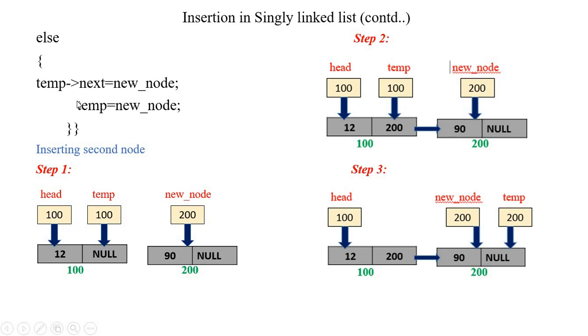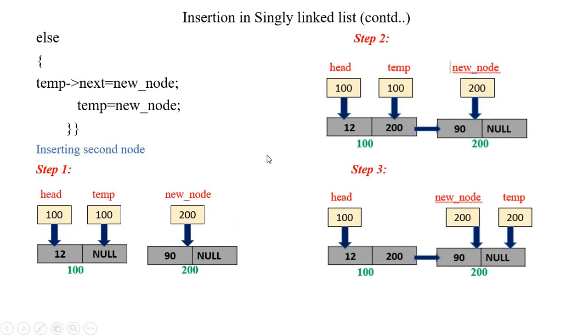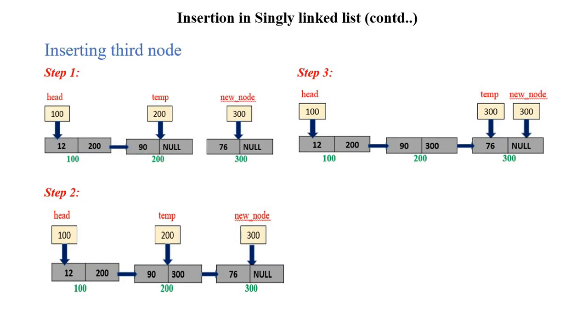Instead of temp arrow next, if I give head arrow next while inserting a third node, what happens? This is the scenario. Head arrow next means at this position, the link will be created from 100 to 300, not from 200 to 300. That is the reason why we use temp arrow next. So temp arrow next is equal to new node, which means in this particular position I'm keeping the value 300.